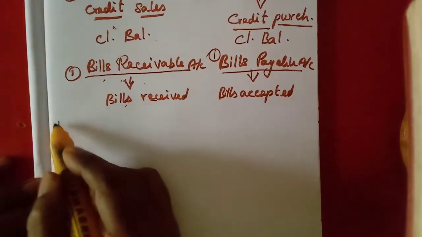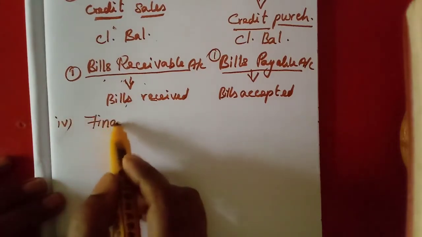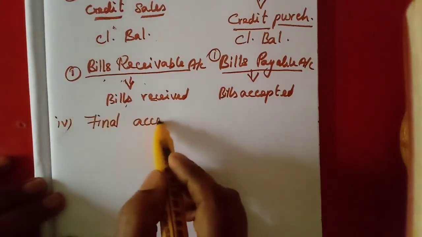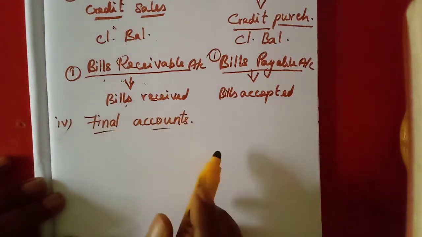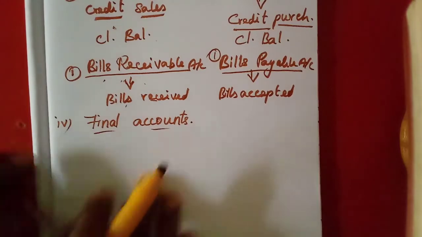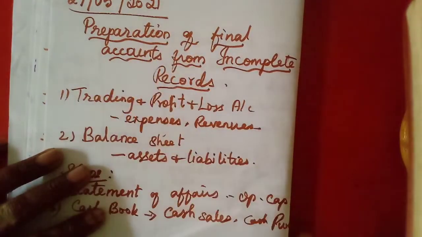Then the final step is to prepare the final accounts. Final accounts means the trading and profit and loss account and balance sheet. So we can prepare the final accounts. That was this one, preparation of final accounts from incomplete records. This introduction we have seen.